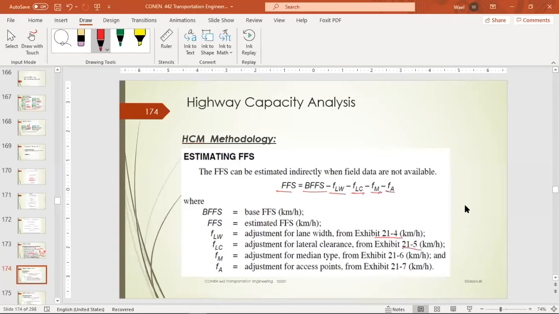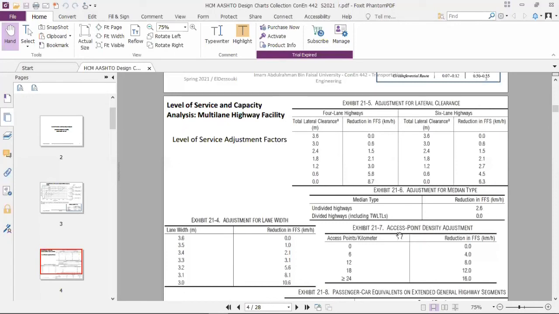For access points, what do we mean by access points? These are driveways. You know, that's the freeway and these are access points. Driveways and things like that. Because basically it slows the traffic. So the adjustment factor for the access point is also shown here. So this is the access point density adjustment. Okay, so if you have 6 access points per kilometer, you reduce 4 kilometers per hour from the free flow speed. Clear, Shabab?